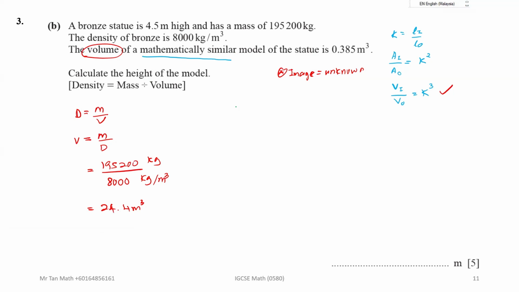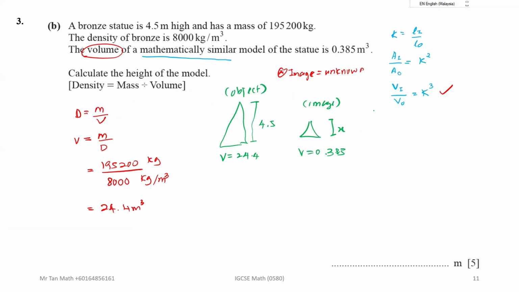So now let's say this is the statue. So volume equal to 24.4. The height is 4.5. And then the smaller one, which is volume equal to 0.385. And what is the height? So the image will be this one. This will be the image. And this will be the object.